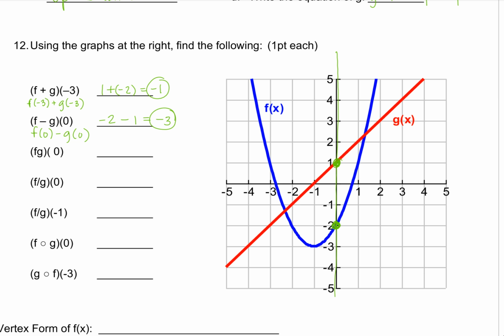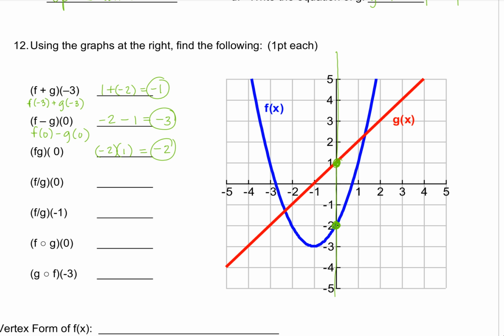Well, now I'm doing f times g of 0. So same answers, but I'm multiplying them together. So remember, f of 0 was negative 2. g of 0 was a positive 1. So I now have a solution of negative 2.